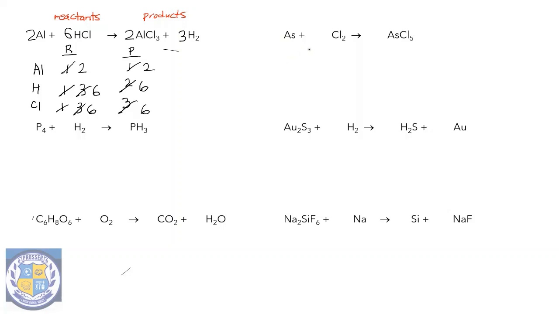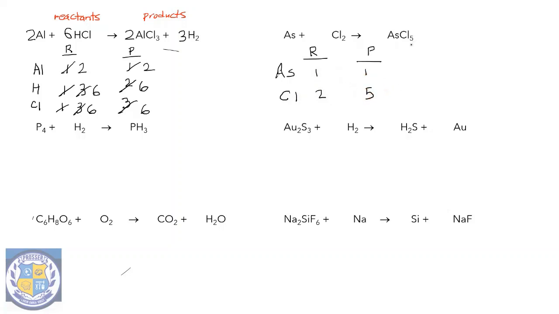Again, we have our reactants and we have our products. In this reaction, we have As, which is arsenic, and we have chlorine. On the left, we have 1 arsenic and we have 2 chlorine. On the right, we have 1 arsenic and we have 5 chlorine.